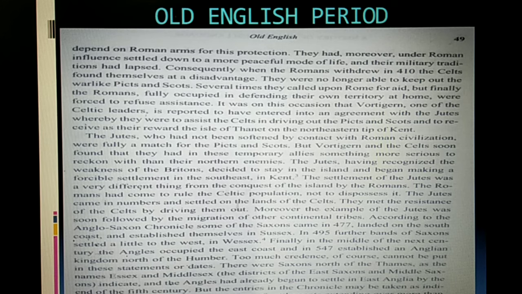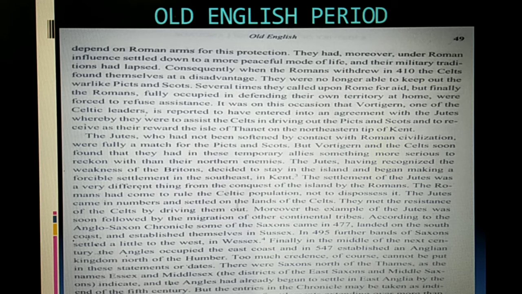The Romans had come to rule the Celtic population, not to dispossess it. The Jutes came in numbers and settled on the island on the lands of the Celts. They met the resistance of the Celts by driving them out. Moreover, the example of the Jutes was soon followed by the migration of other continental tribes.